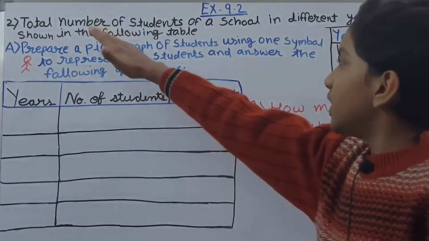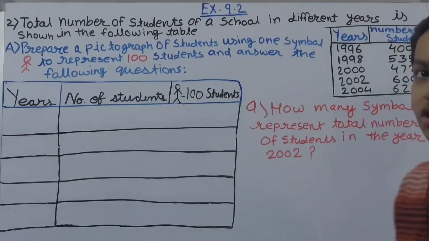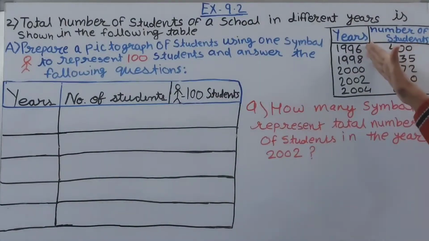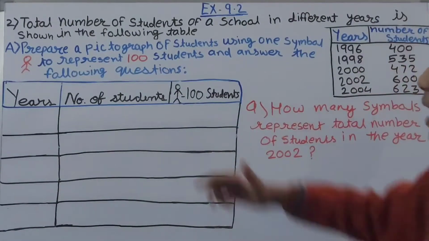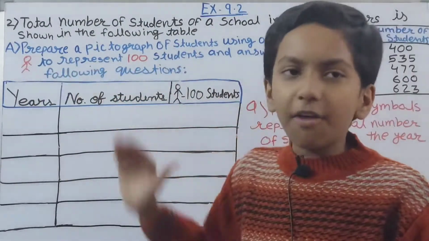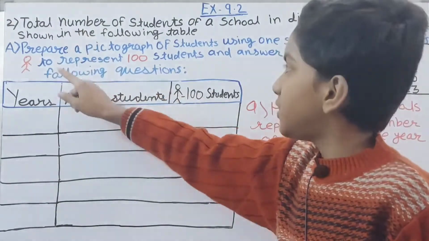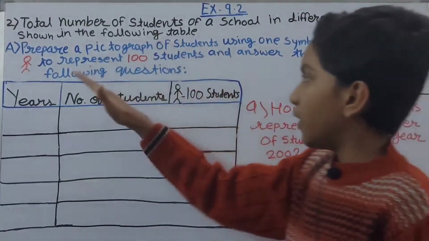The total number of students of a school in different years is shown in the following table. Over here you can see this table, showing the years 1996, 1998, 2000 and so on. It says to prepare a pictograph of students using one symbol. So we have to make a pictograph using this symbol, which is just like representing 100 students.